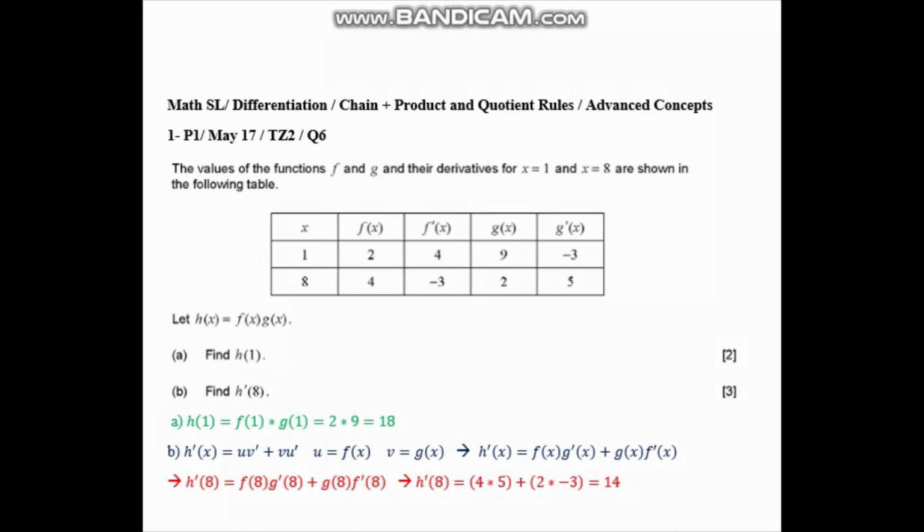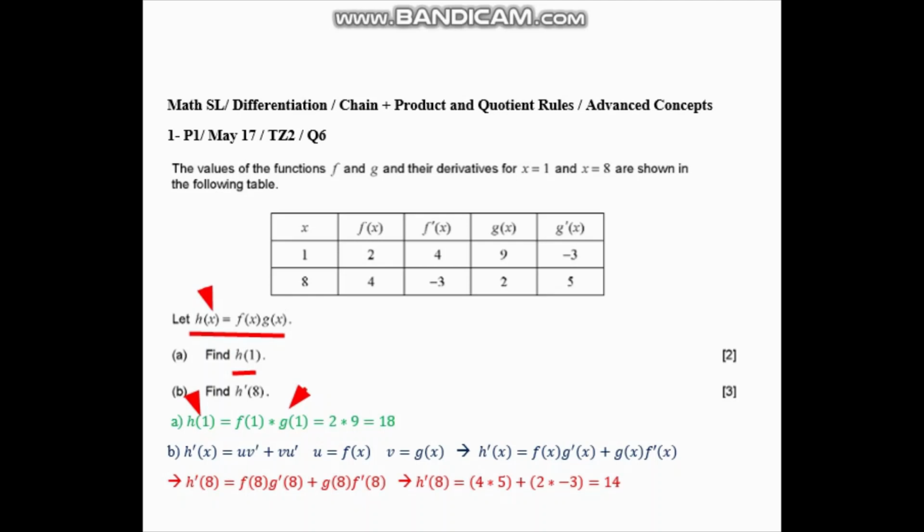So for question A, we were required to find h of 1, where h of x equals f of x times g of x. So to find h of 1, I simply substitute x with 1. So in this function I have x, I'm just going to substitute that in my green function here with 1 and translate that into the rest of the expression. So instead of f of x times g of x, I have f of 1 times g of 1.